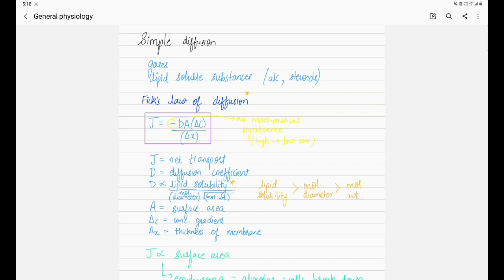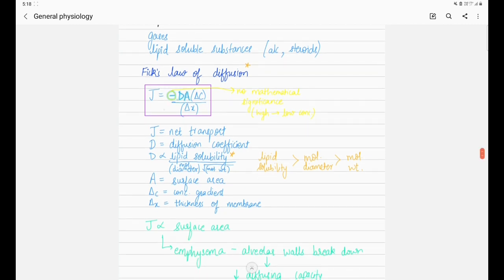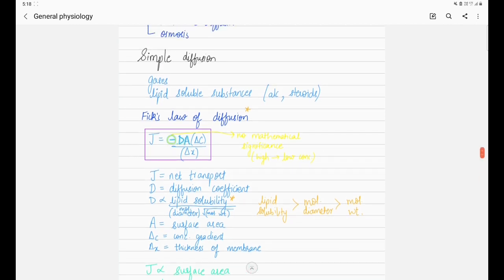Now the principle for the simple diffusion is Fick's law of diffusion, where J is equal to minus D A delta C upon delta X. J is the net transport, D is diffusion coefficient, A is surface area, delta C is concentration gradient, and delta X is thickness of membrane. And this minus sign here has no mathematical significance. It just shows that the diffusion is happening from high to low concentration.